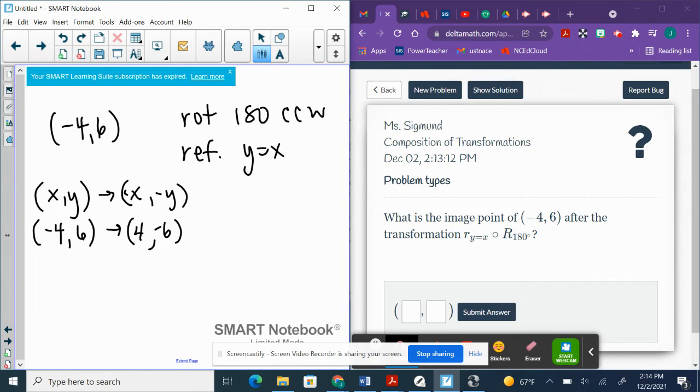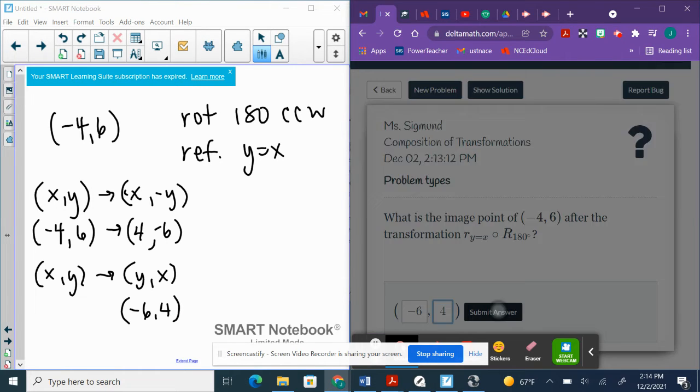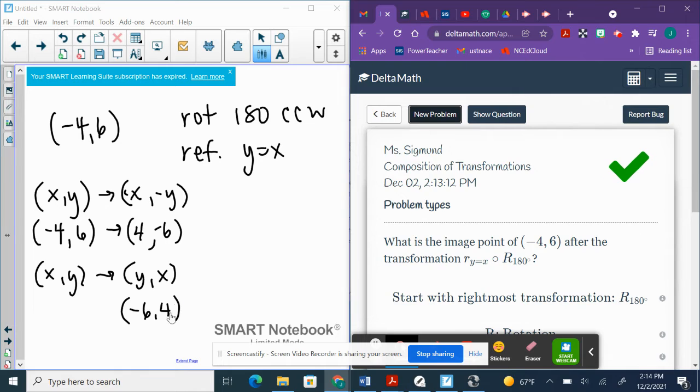Then we're going to reflect over the y equals x again. So y equals x means xy is going to become yx. So they just switch spots. So it's going to be -6, 4. Awesome.